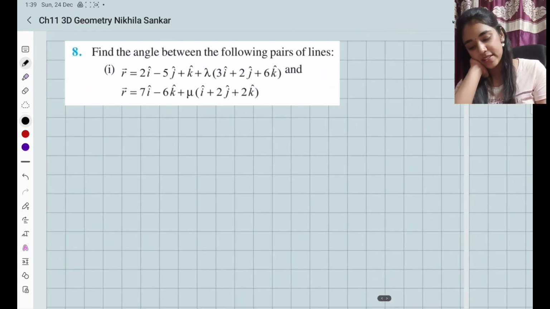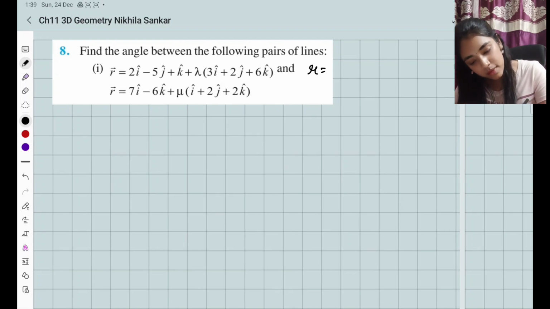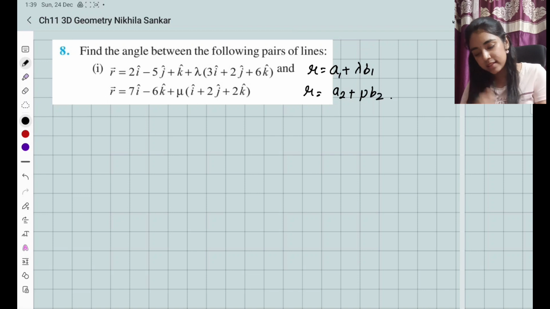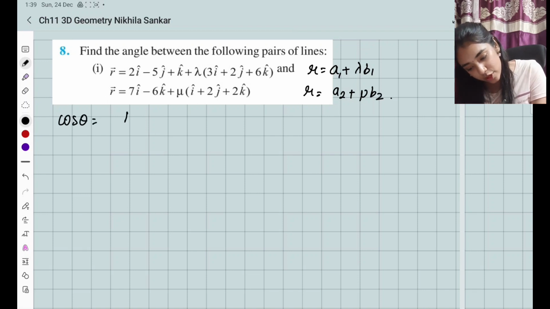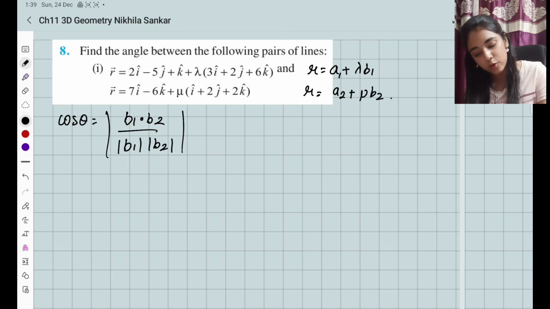Now, question number 8. Find the angle between the following pairs of lines. So this is of the form r equals a1 plus lambda b1 and this is going to be a2 plus mu b2. நமக்கு angle என்னன்னு தெரியும்? You know that cos theta is going to be b1 dot b2 divided by magnitude of b1 times magnitude of b2 whole magnitude.